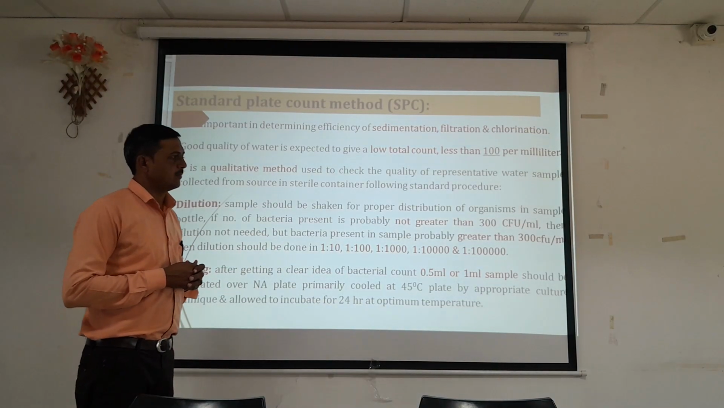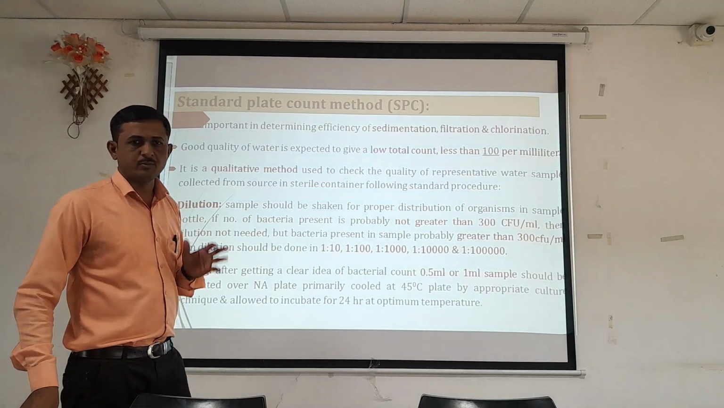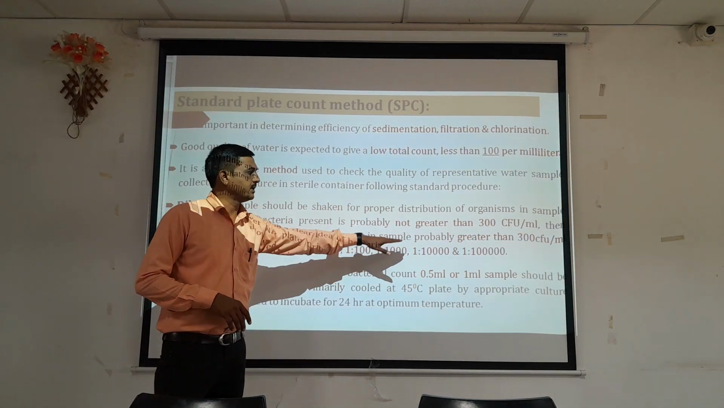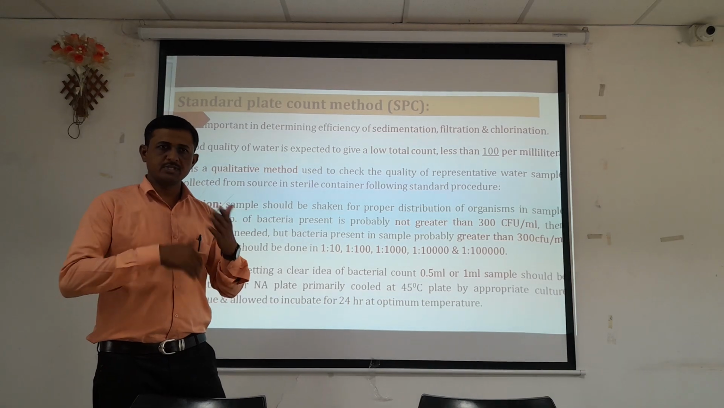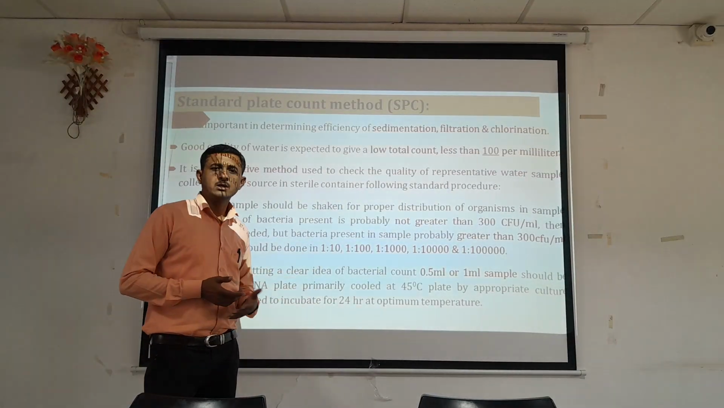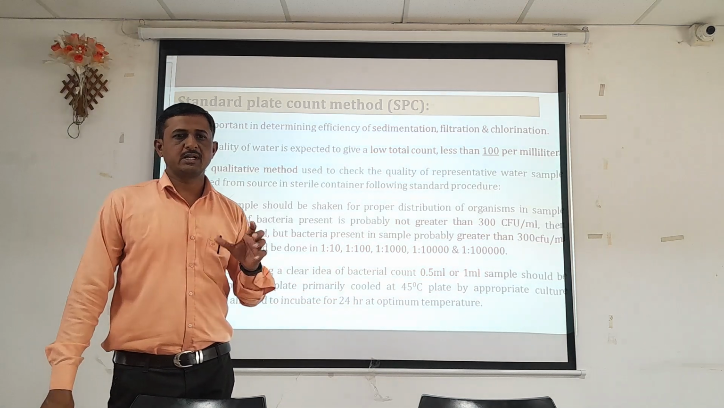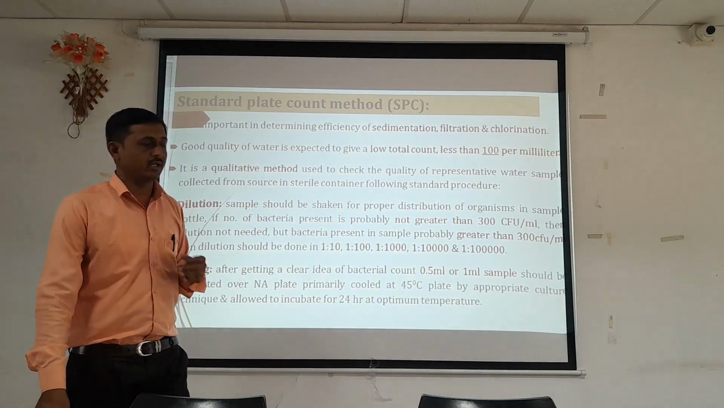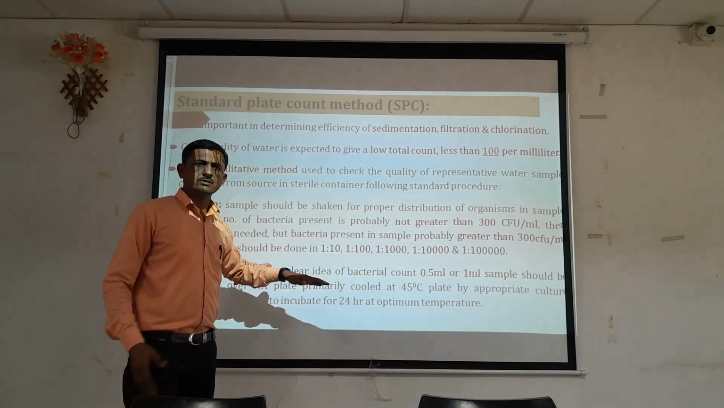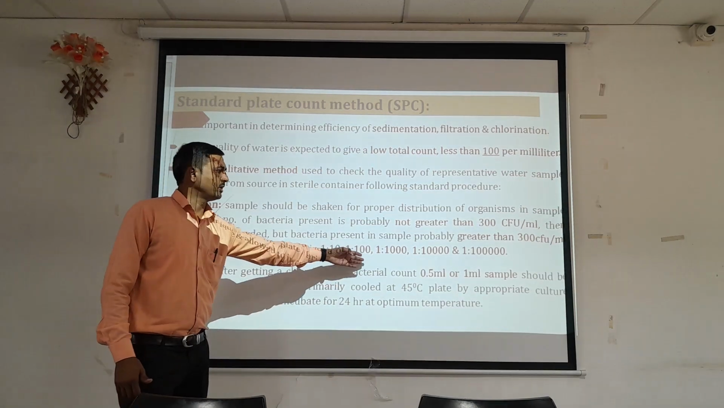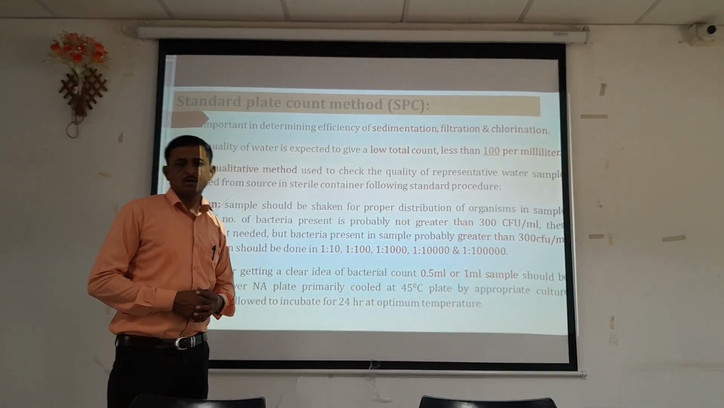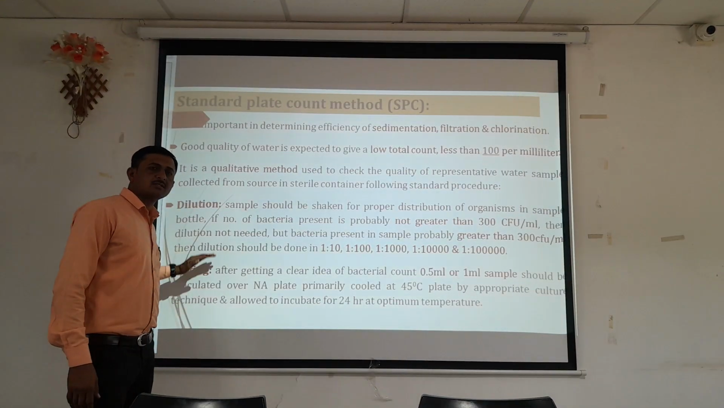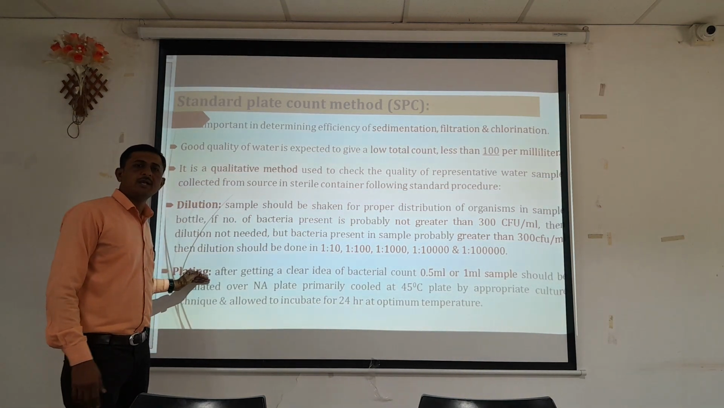If bacteria present in the sample are probably greater than 300 CFU per ml, then dilution should be done as 1:10, 1:100, 1:1000, 1:10,000, 1:1 lakh. So with respect to that, the type of dilution we give should be such that the diluted sample gives well separated colonies. Sometimes we can use only 1:10 dilution or 1:100, or sometimes we require 1:1 lakh dilution, depending upon the water sample.